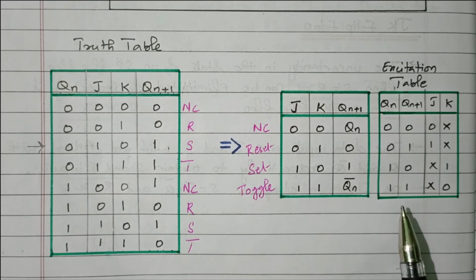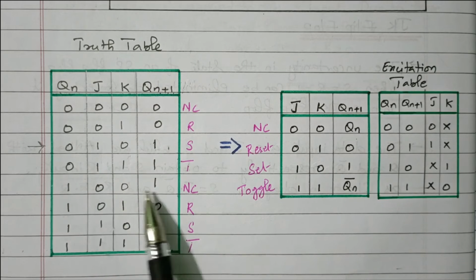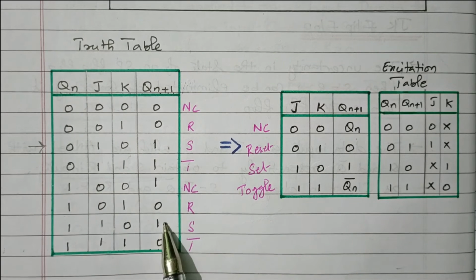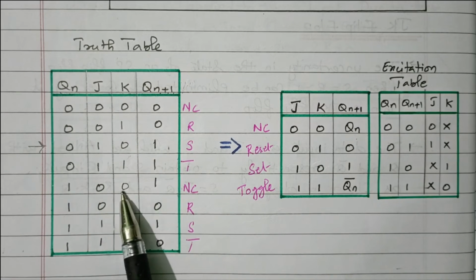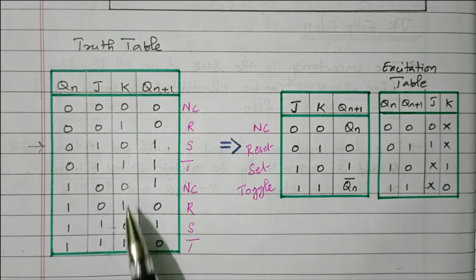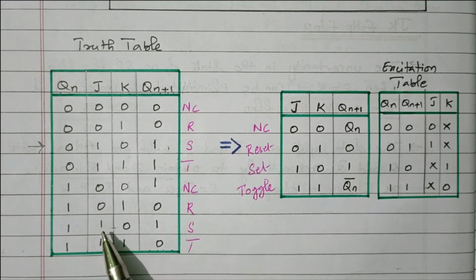Then 1, 1. Where 1, 1 is available here, this case. Here also 1, 1, right? This one and this one. Here both are 0, here 1, 0. That is, K is 0 in both cases. K is 0, J may be 0 or 1. So that is X. Right?